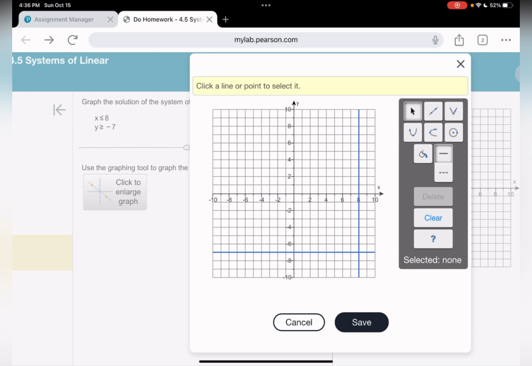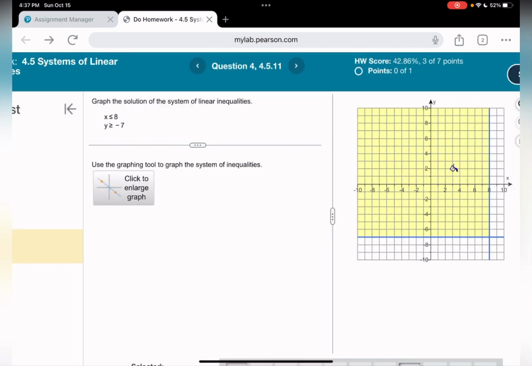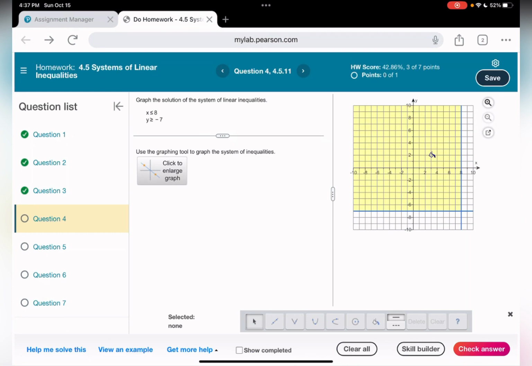Now let's figure it out. This one, I don't even need to do anything. X is less than 8, so it's going to go to the left. Y is greater than negative 7, so it's going to go up, right? Which is going to be this area. Okay, I don't even need to test it. Let's check it.